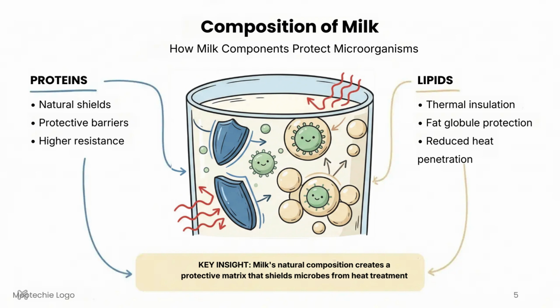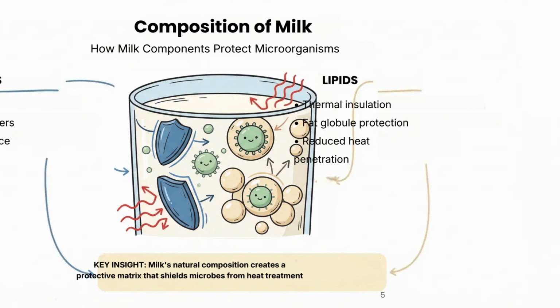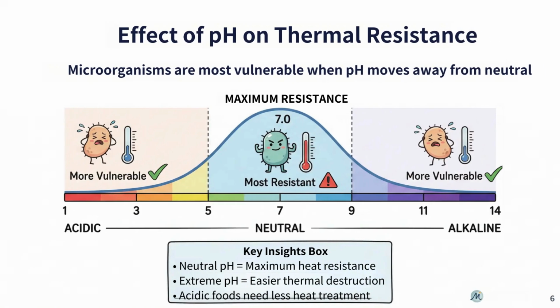The pH of the medium also influences thermal resistance. Microorganisms show maximum heat resistance around neutral pH, which is approximately pH 7. When the pH moves away from neutral conditions, microorganisms become more vulnerable. For example, acidic foods require less heat treatment because microorganisms are already weakened by the low pH. Thus, pH plays an important role in determining heat treatment intensity.